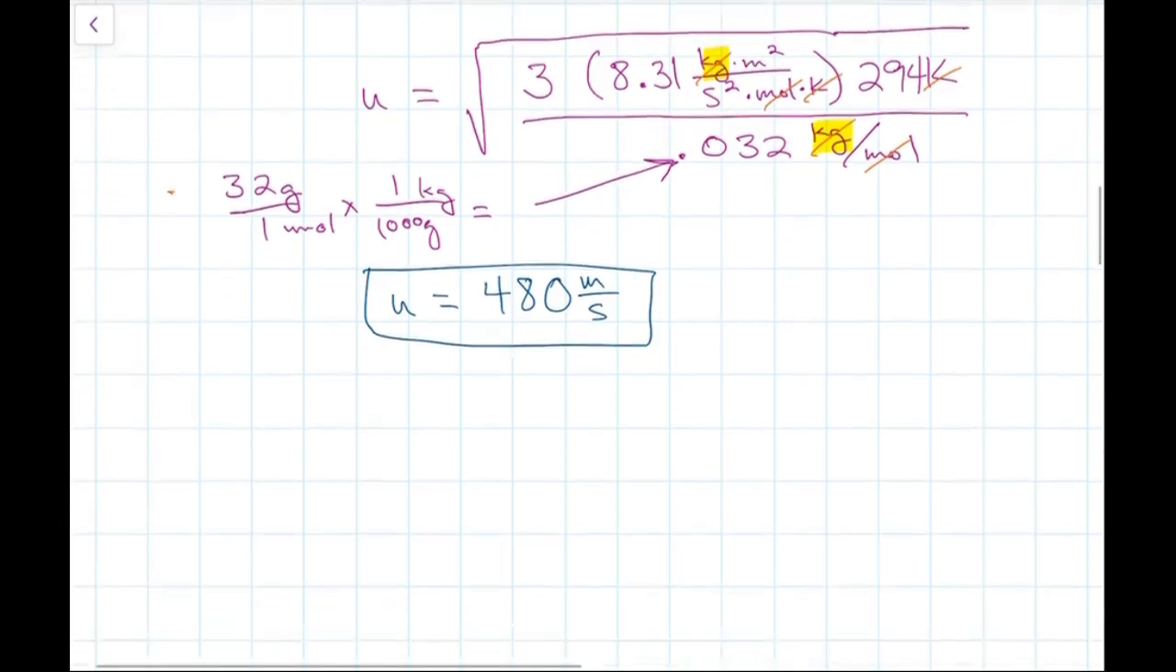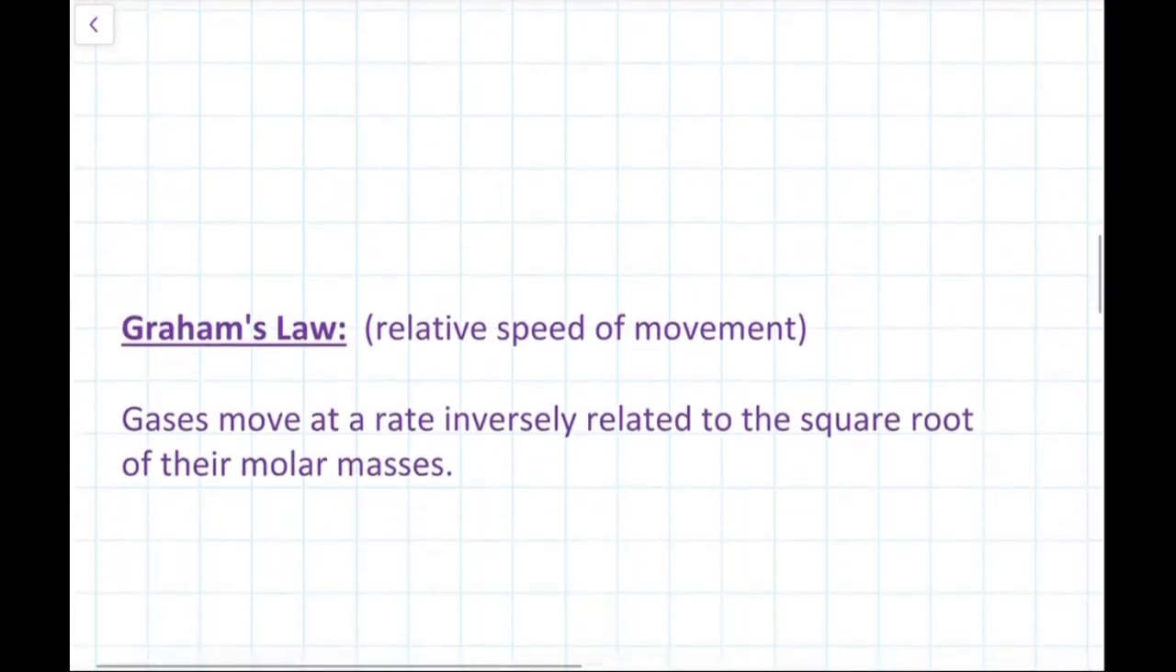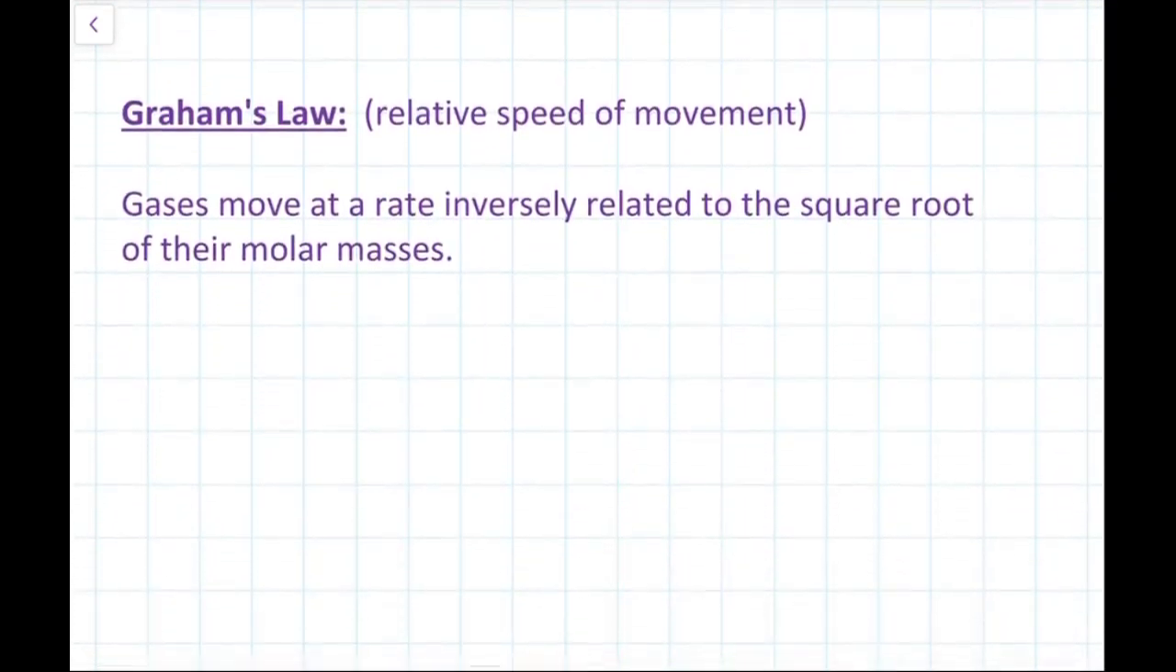Okay, so we also want to take a look at relative speed of gas particles. So the size of the particles, the molar mass, makes a difference. And that is something that's related by a law called Graham's law. Basically, it says that gases move at a rate inversely related to the square root of their molar masses.